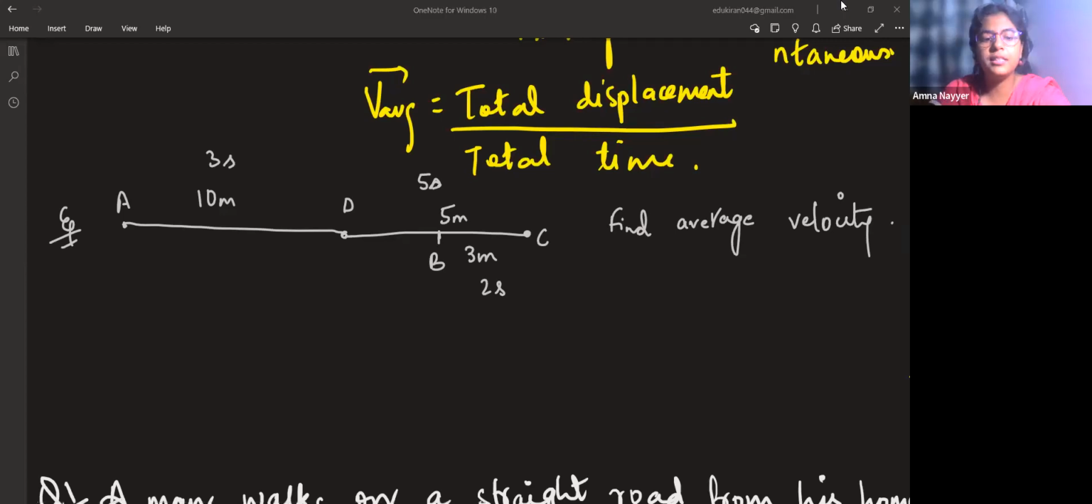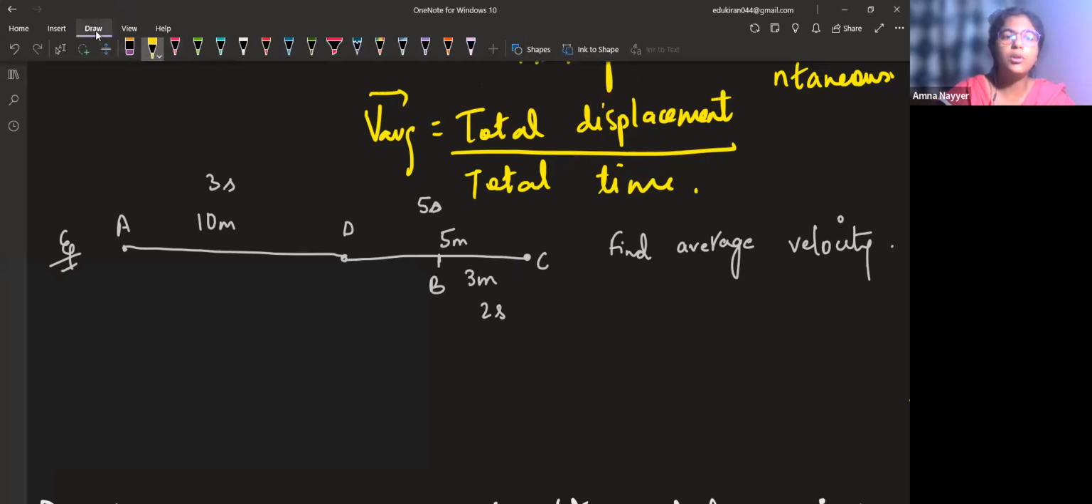See one question. This question says, a man starts walking from this point A, covers 10 meters to this point D, then again covers 5 meters to point C and comes back and covers these 3 meters to point B. This duration is 3 seconds, this duration is 5 seconds, this duration is 2 seconds. Now we have to find out the average velocity.